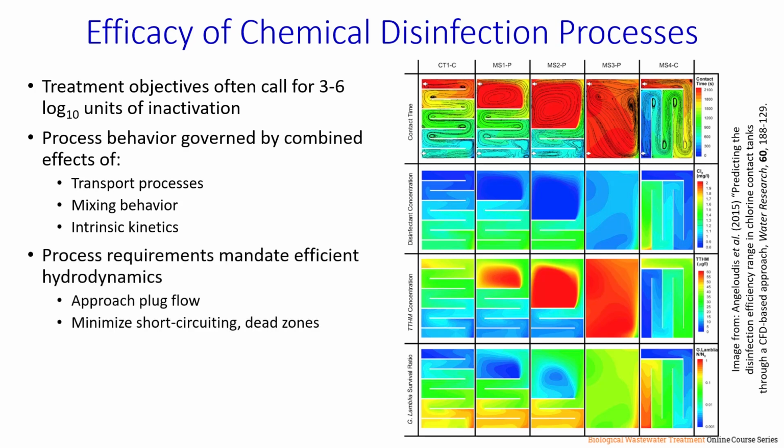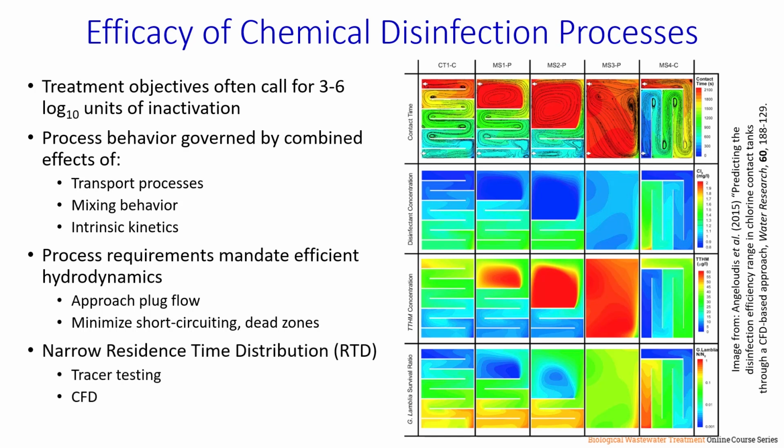Because these systems are required to be very efficient in terms of inactivating microbial pathogens, their process requirements mandate efficient hydrodynamics. Specifically, these systems should approach plug flow conditions and also minimize short circuiting and the existence of dead zones. That's strongly influenced by the geometric design of the system, including any internal baffles that may be included. In broad terms, what this implies is these systems should be designed to approach a narrow residence time distribution.